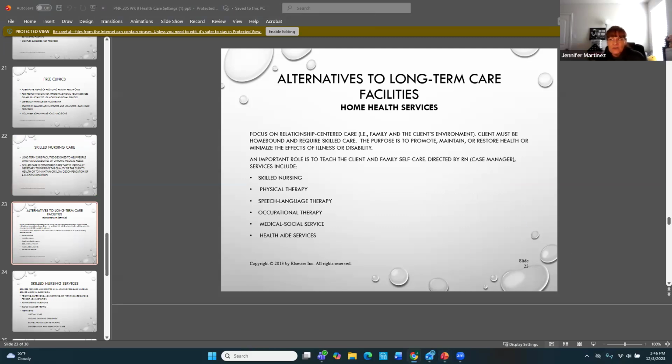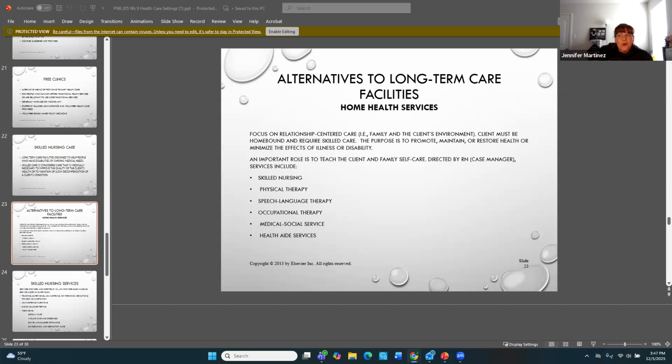And we look at alternatives to long-term care. I will say I'm getting older. My goal in life is not to enter a nursing home or a long-term care facility. Although I love working in them, I do not wish to be in one. And so we want to look at what some of the alternatives are for people that are getting older and may need a little bit more assistance with care.